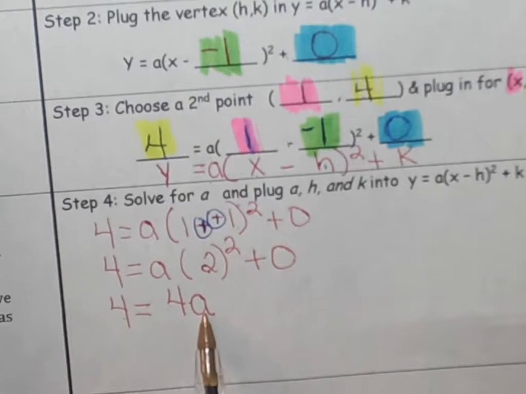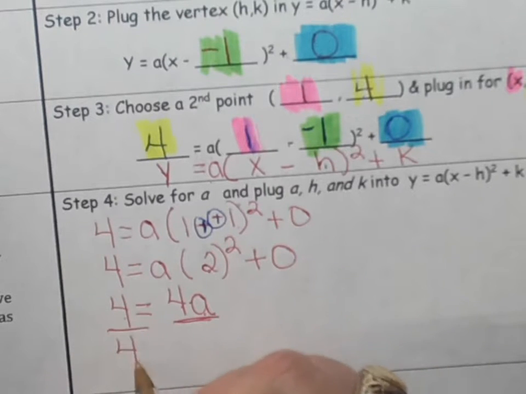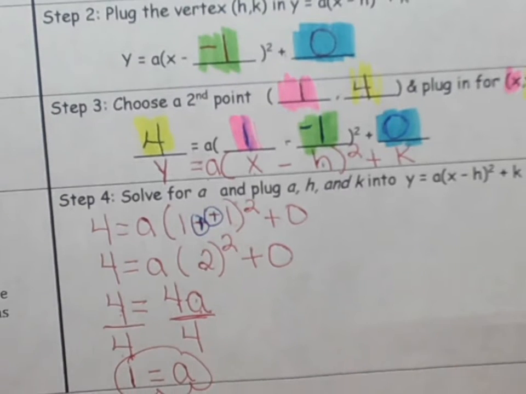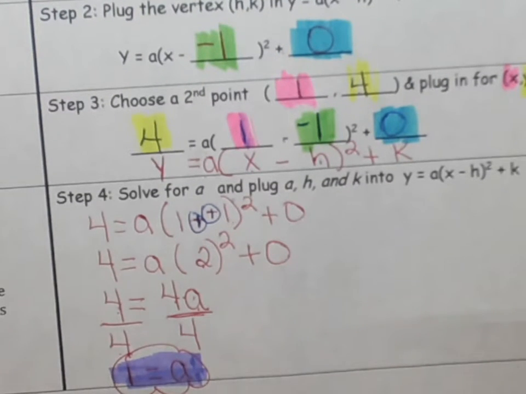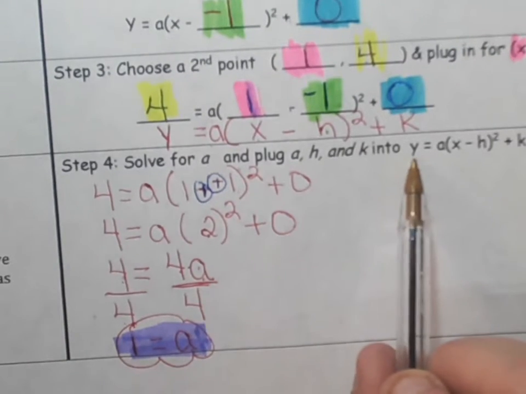And we need to find a. So the opposite of multiplying by 4 is dividing by 4. And 4 divided by 4 is 1. So a equals 1. So now we know the value of a. And again, a is 1.